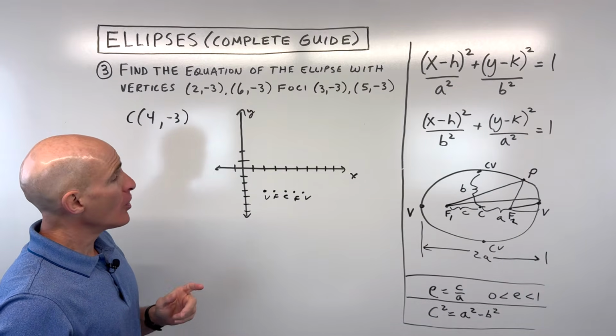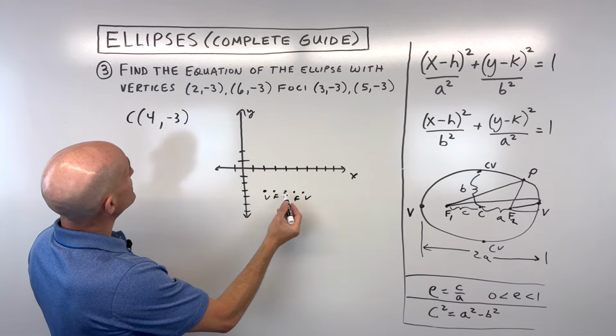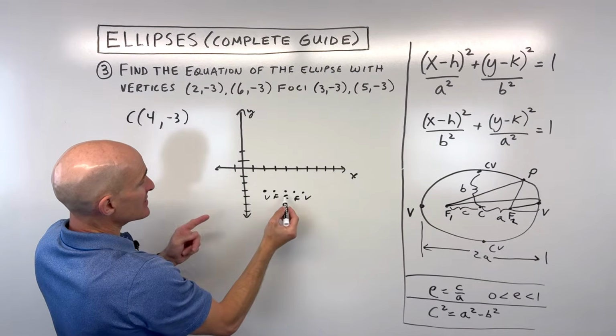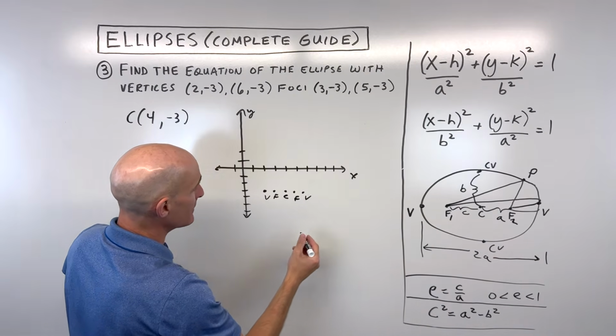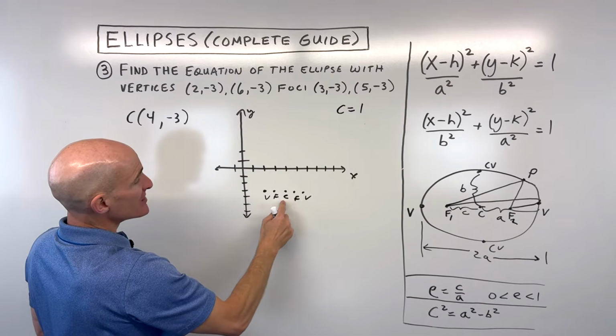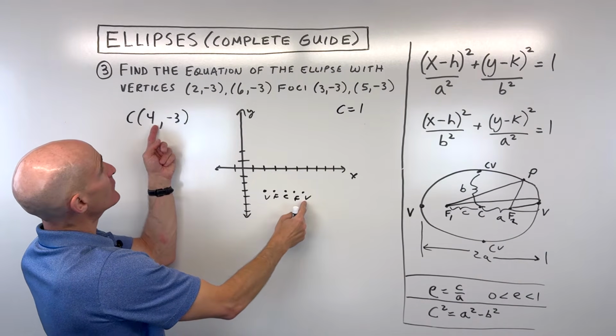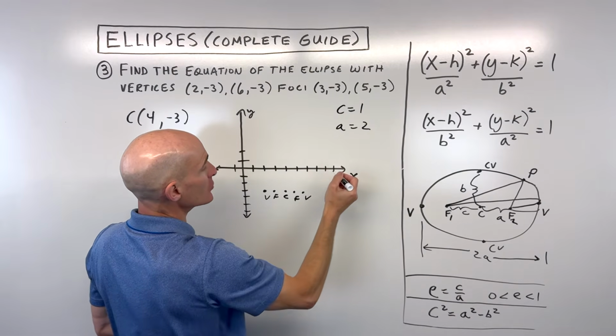Okay, now, notice what we're given. We're given the distance from the center to the focus, which, let's see, that's 4 to 5. That's a distance of 1. So the distance from the center to the focus, we say that distance is c. So we know that c is equal to 1. The distance from the center to the vertex, let's see, that's from 4 to 6, that's 2. So we know that our a value is 2.